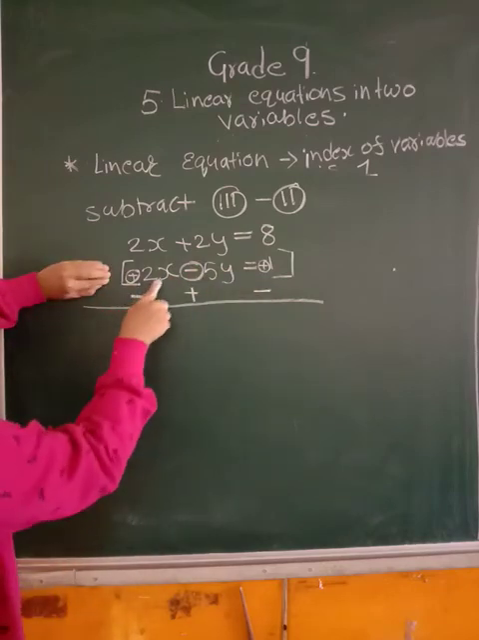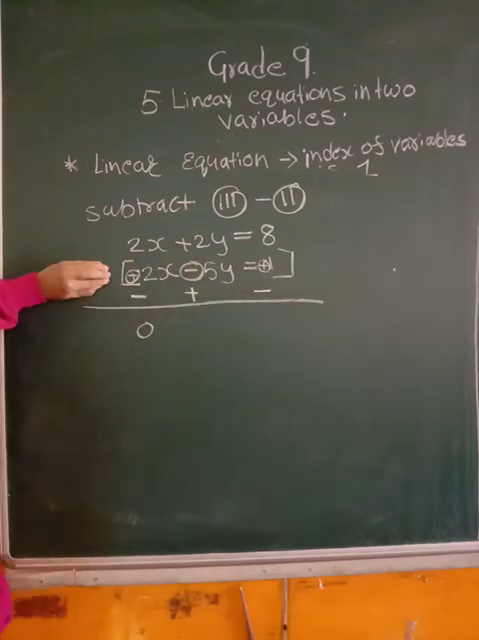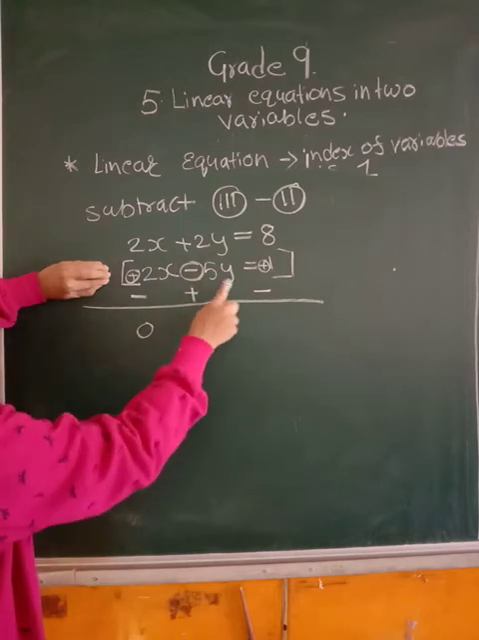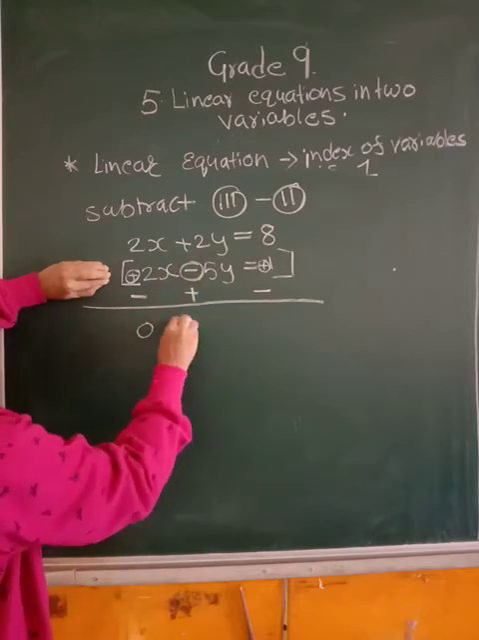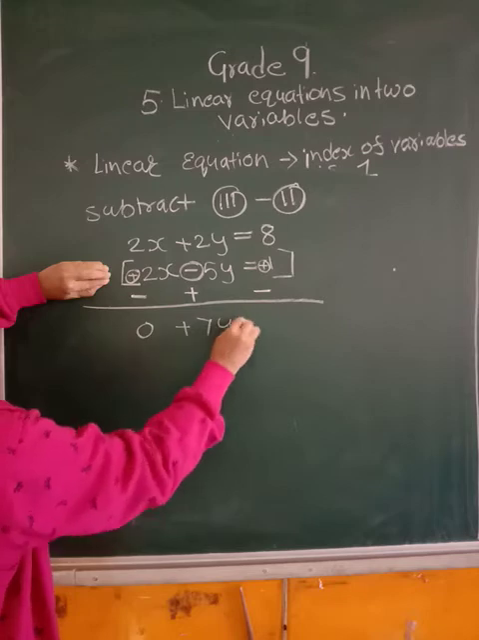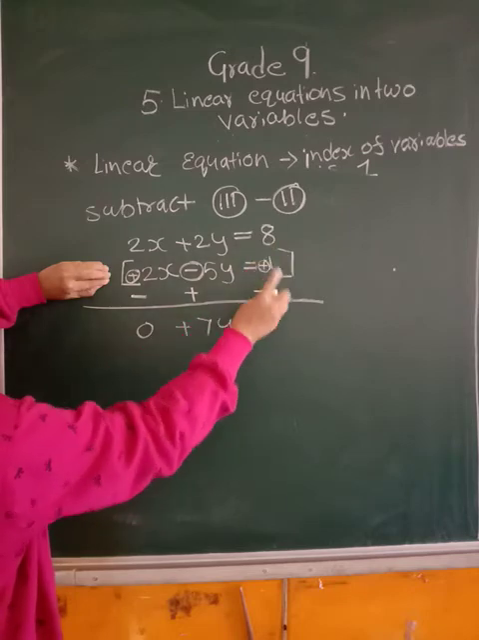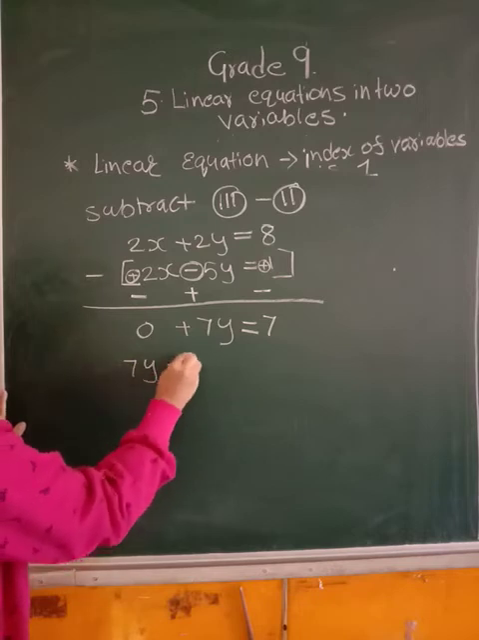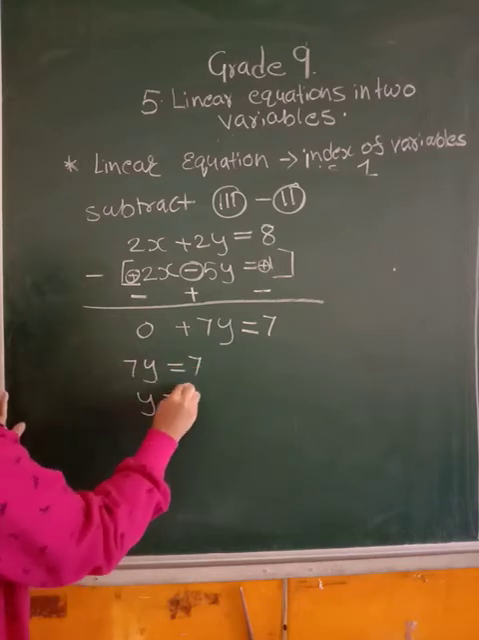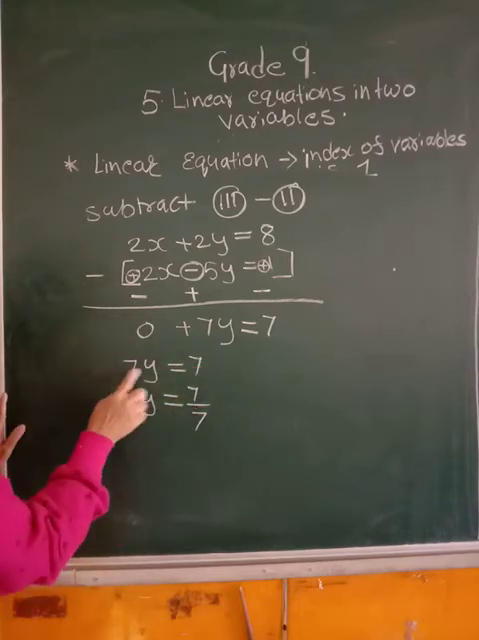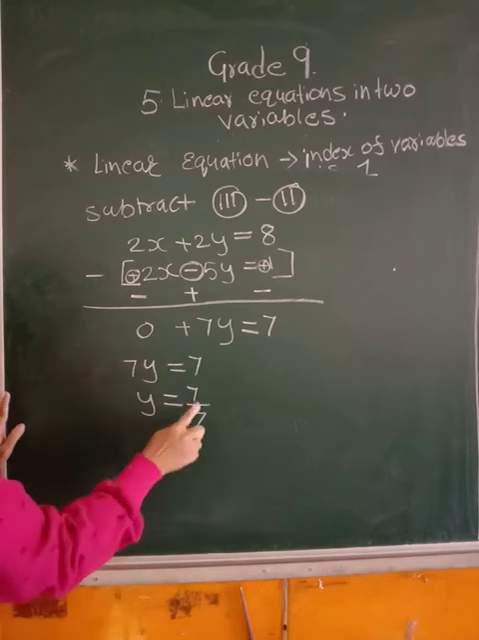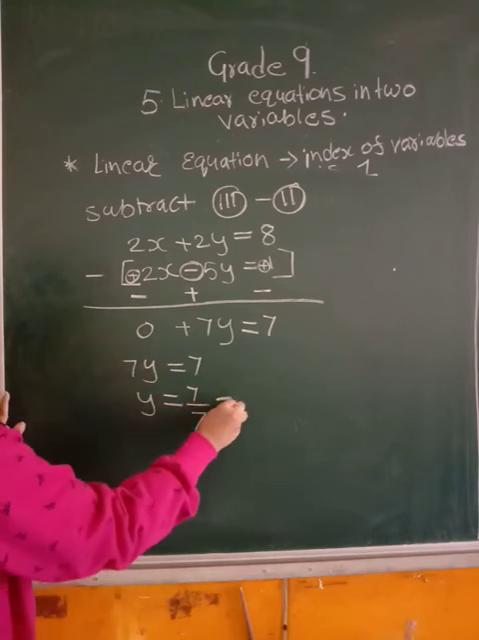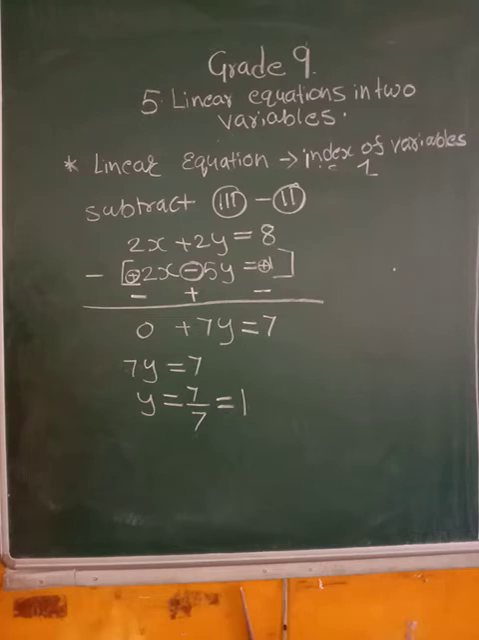Now see, 2x minus 2x, 0. x is gone. 2y plus 5y, how much do you have? Plus 7y, which is equal to 8 minus 1, which is 7. So what did you get? 7y is equal to 7, or y is equal to 7 upon 7. Here it is multiplication. If 7 is shifted, it will go into division, and you got the value of y as 1. Okay, so you got one solution.